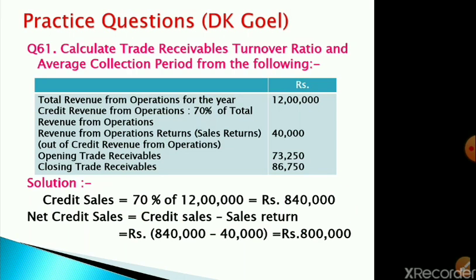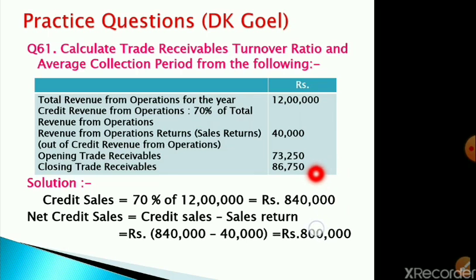Now let's start with the practice questions from DKGOL. Question number 61. Calculate trade receivables turnover ratio and average collection period from the following. Total revenue, that is total sales, is given. Credit revenue from operations is 70% of the total revenue. Sales return is 40,000. The sales return is a part of credit revenue from operation. Opening trade receivables and closing trade receivables are given.